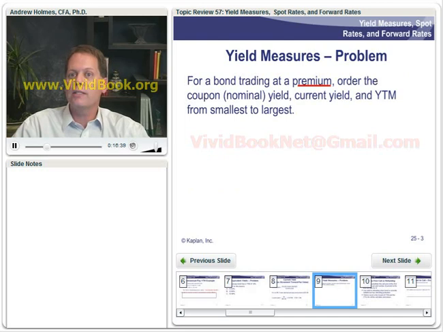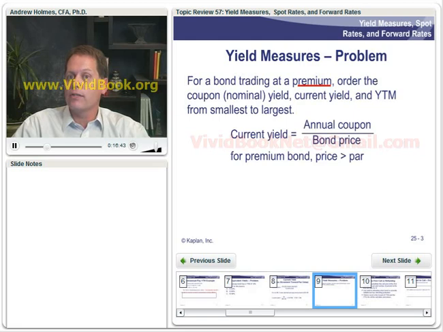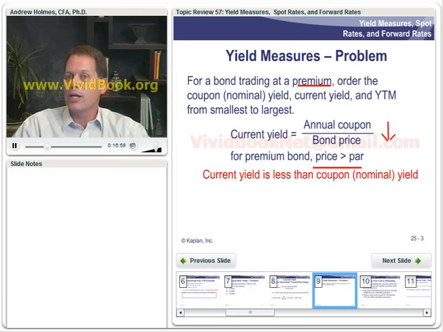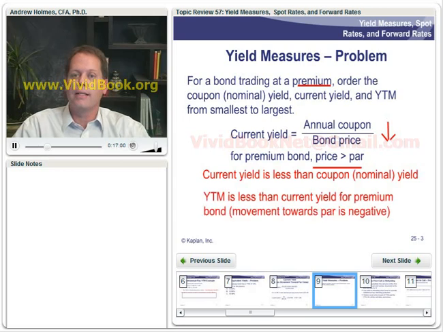Okay, so what's going to happen? The current yield, remember, is just annual coupon divided by the bond price. For a premium bond, the price is greater than par, so the current yield is going to be below the stated yield, right? Got a big denominator. So the current yield is less than coupon. Okay, the yield to maturity is less than the current yield for the premium bond because, again, you have this movement towards par, which is going to be negative.